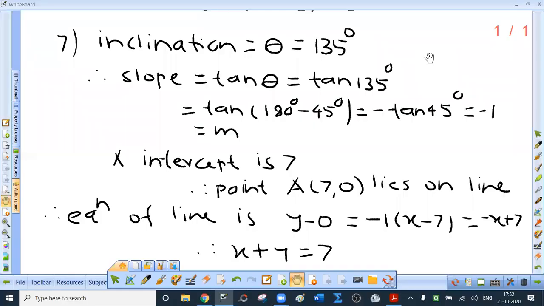Sum number 7. Find the equation of the line having inclination 135 degrees and x-intercept 7. Now inclination theta is 135 degrees. What is the slope of a line? It is the tangent of inclination. Don't write tan 135 equal to minus 1 directly. 135 is the supplement of 45. Now tan of (180 minus theta) is minus tan theta. So minus 1, as tan 45 degrees is 1. So this is the slope. Now x-intercept is 7, so the point (7, 0) lies on the line. So by point-slope form, we get the equation of the line as x plus y equal to 7.